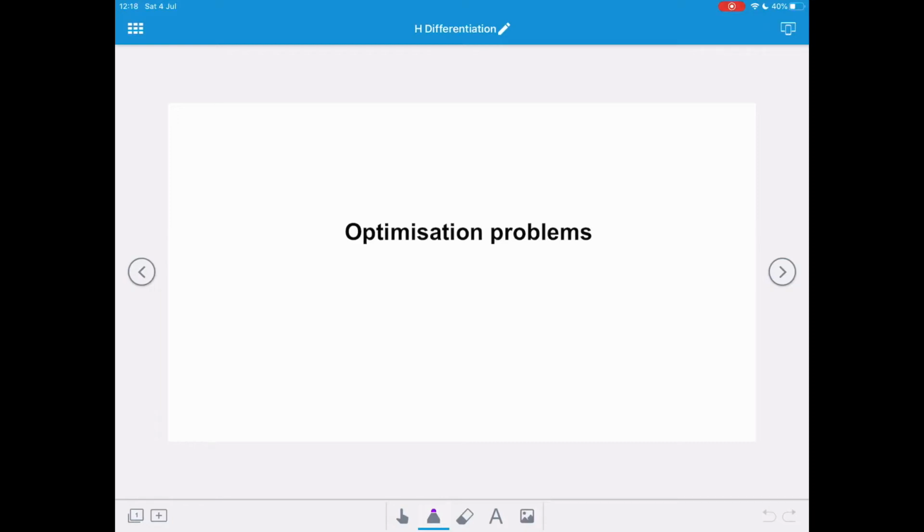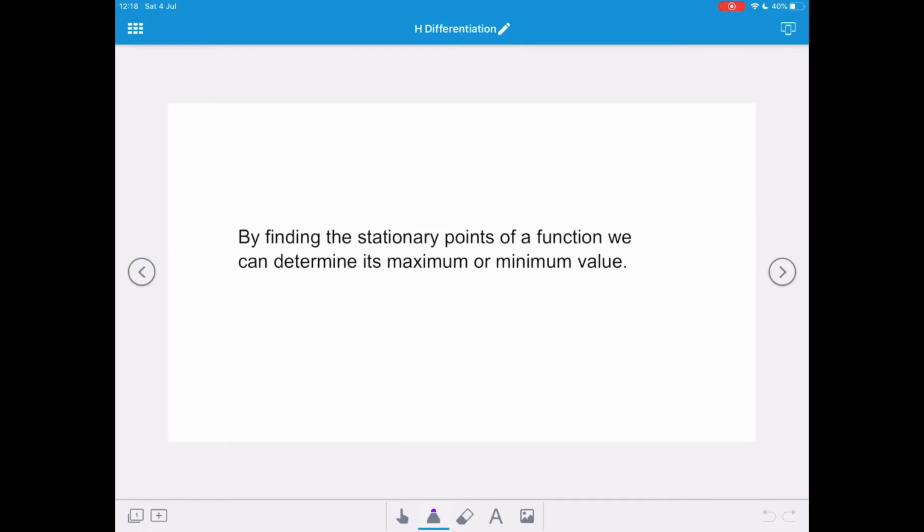So you've seen in previous videos how we can use differentiation to work out maximum and minimum values, and so it means that we can use it to optimize a problem. By finding the stationary points of a function, we can determine its maximum or minimum value for a particular set of conditions, and we can use that information to optimize.